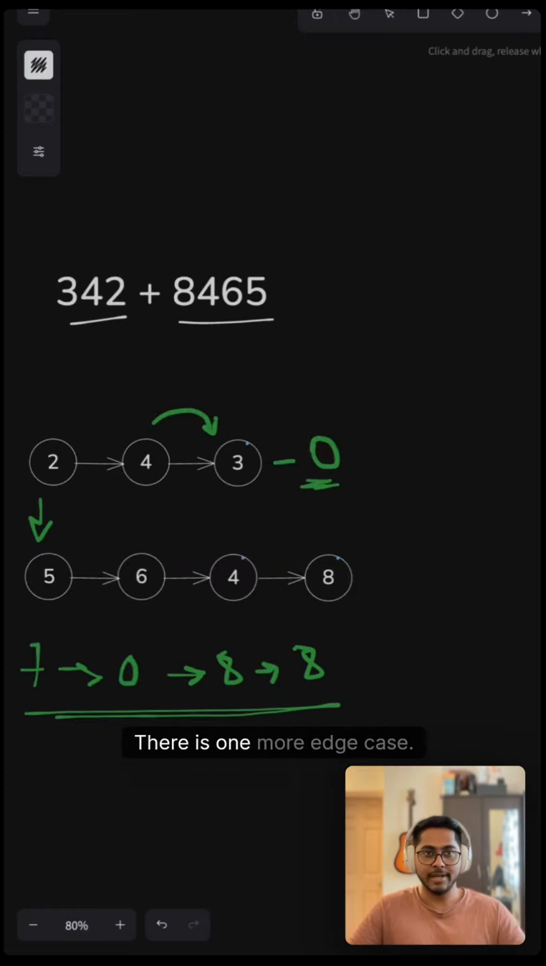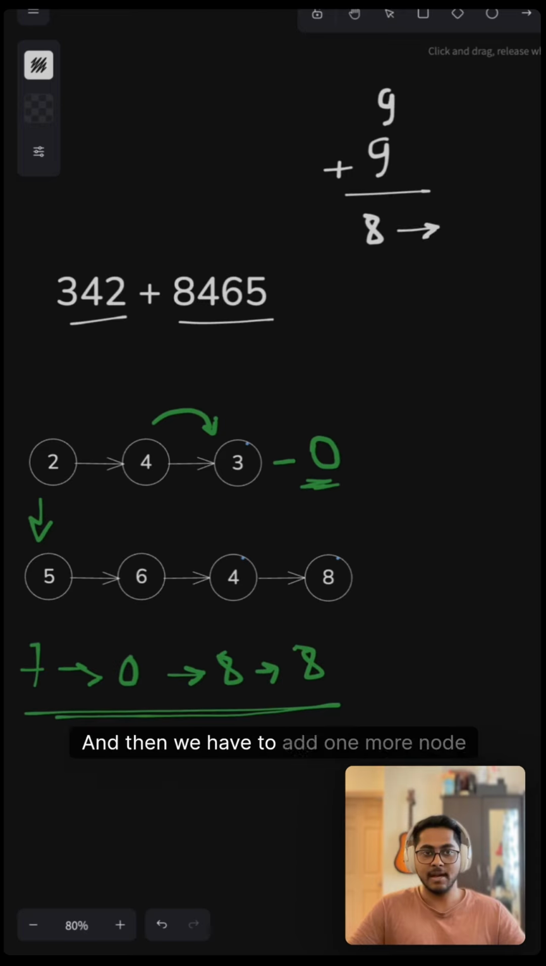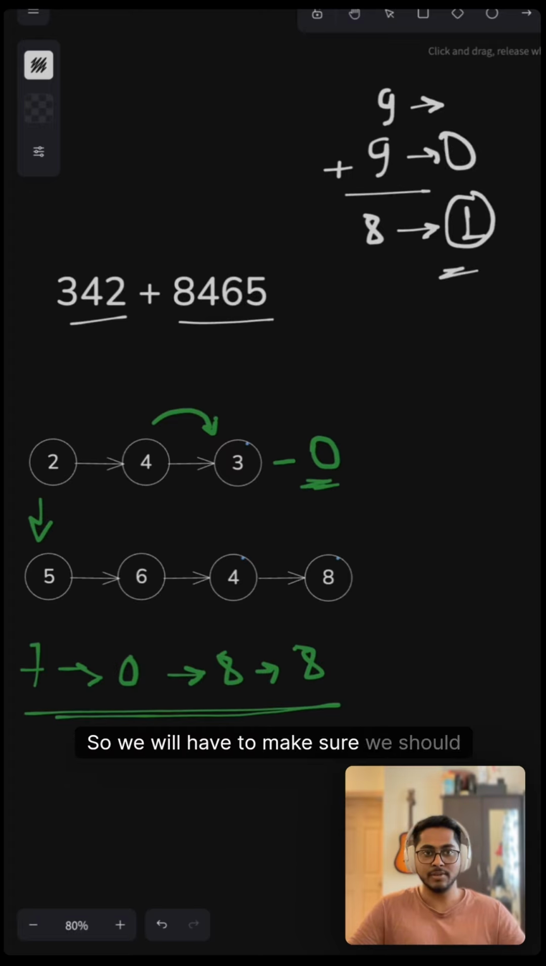Apart from that, there is one more edge case. Let's say we have two nodes, which is 9 plus 9. So the addition will be here. This will be 8 here, and then we have to add one more node which is called 1. But here, since both of them point to null, there is no new node. So we will have to make sure we handle this case also. Now let me code this up.